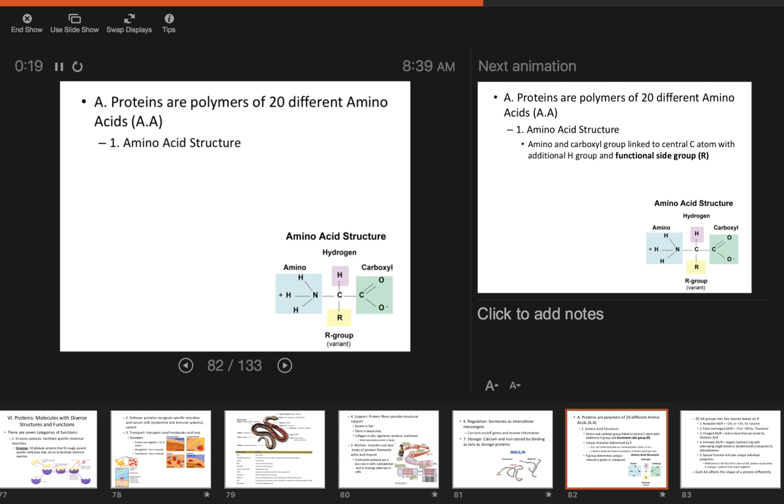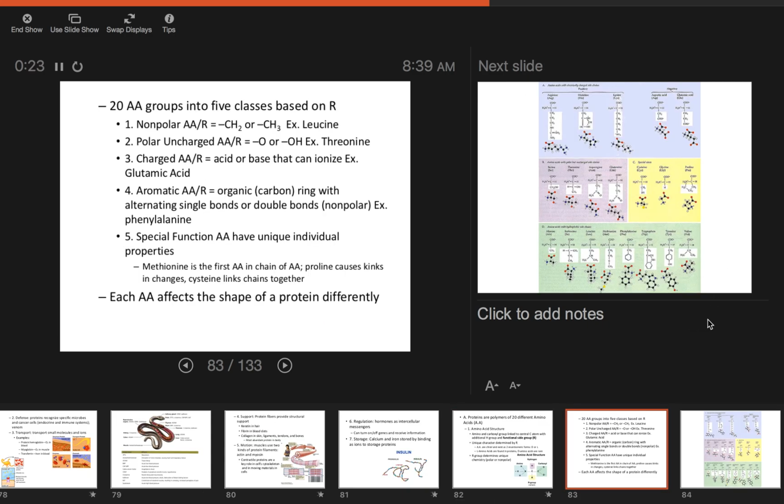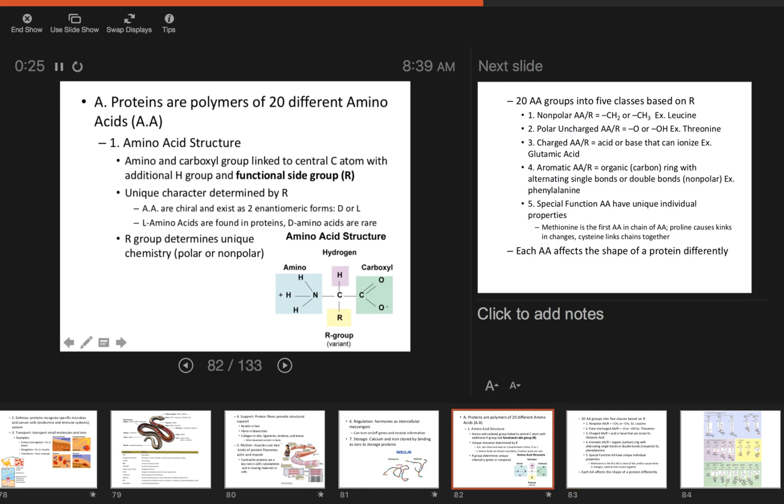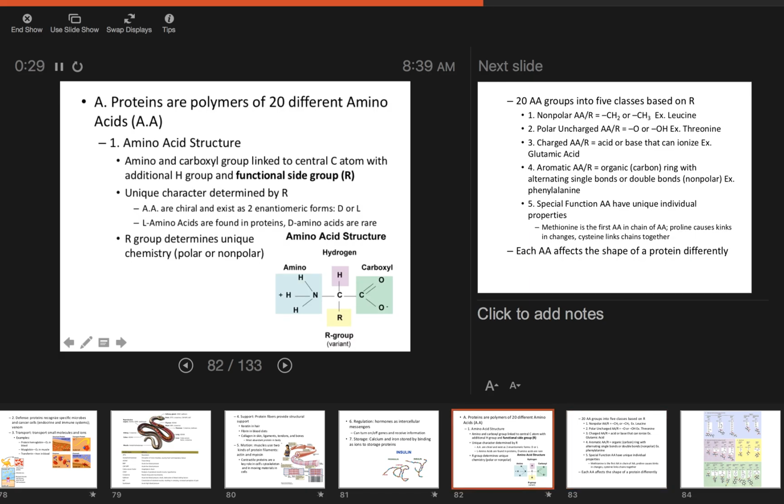There we go. How many amino acids are there? 20 different amino acids. So are we going to learn about each one? No, just the groups. Left-hand amino acids are more common? Yes. So there's 5 groups? Yep. All right, can I move on to the next slide?